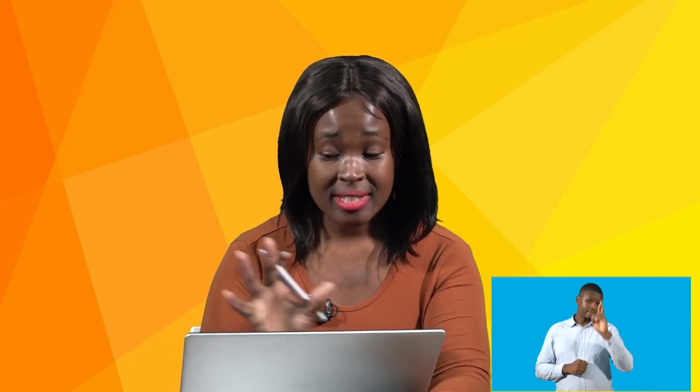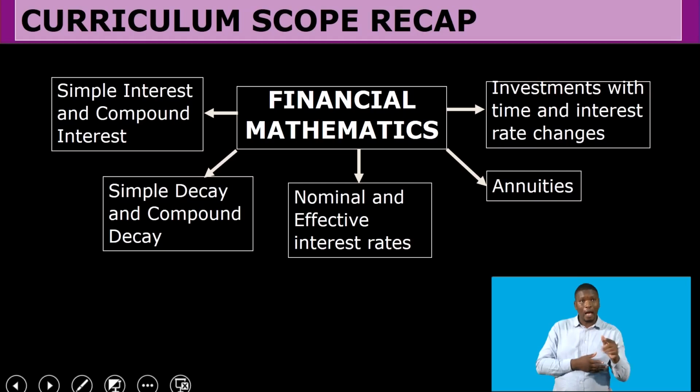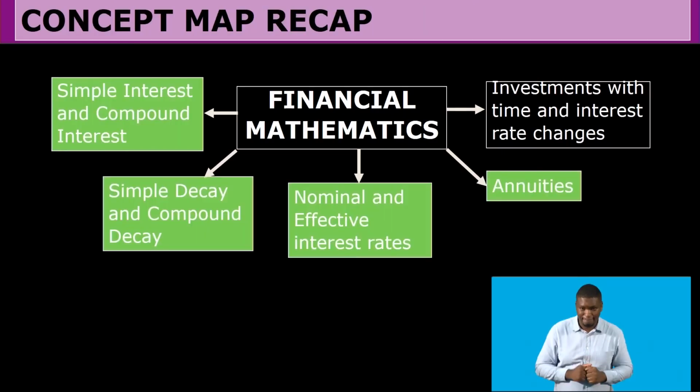Welcome back from the ad break, and let's continue with our lesson, where we are going to wrap up this lesson that we've had on financial mathematics. Let's look at the concepts that we were looking at here. Now remember, financial mathematics does have more concepts, but in this lesson, we were only able to focus on the simple and compound interest, the simple and compound decay, as well as the nominal and effective interest rate and the annuities. So those are the only ones we focused on in this lesson.